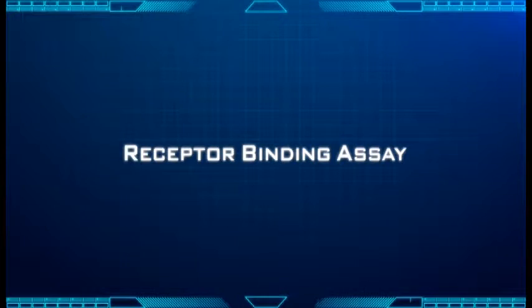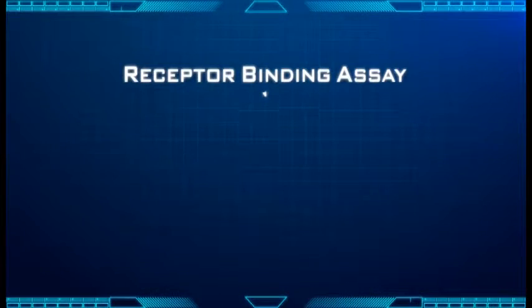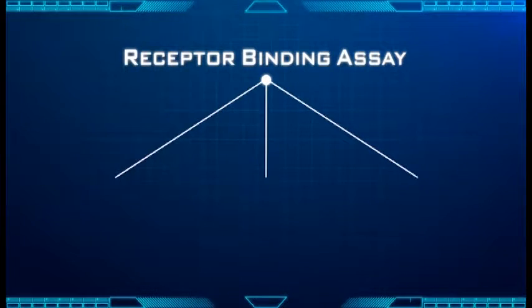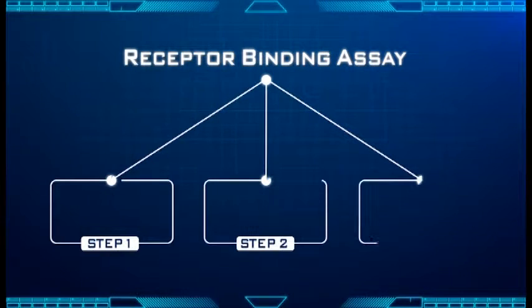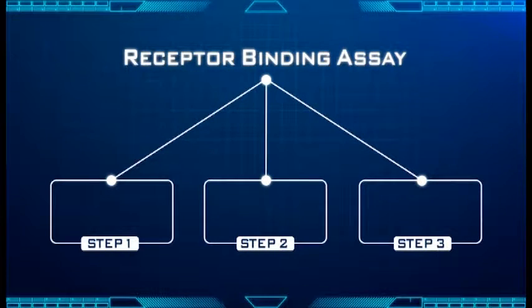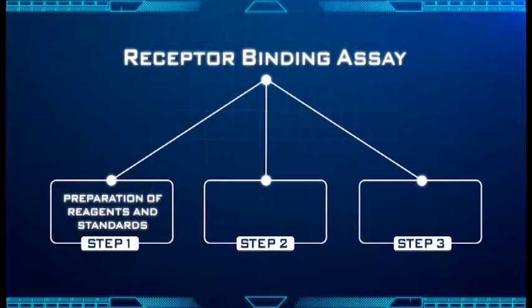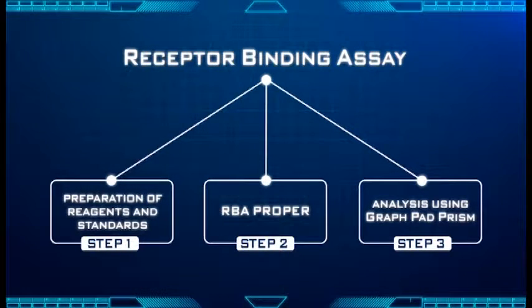Receptor binding assay. The receptor binding assay, or RBA, is divided into three major steps. First is the preparation of reagents and standards. Second is the RBA proper. And the last step is the analysis using GraphPad Prism.